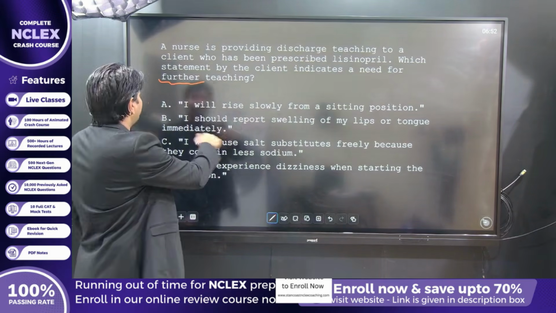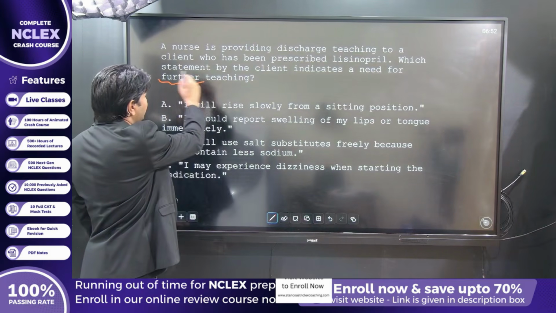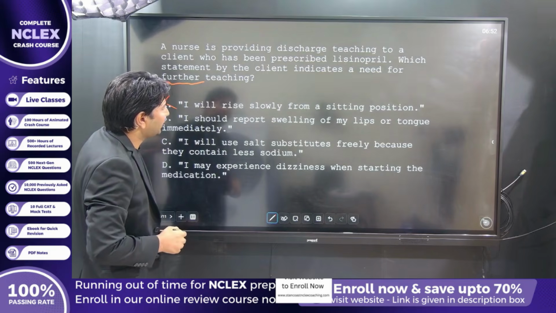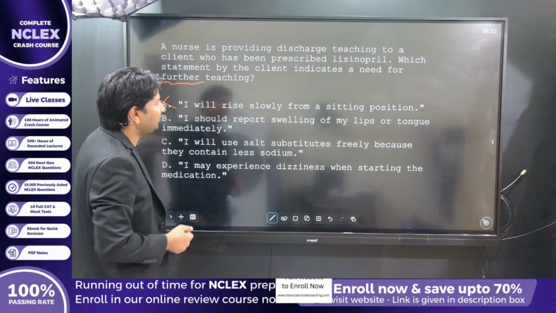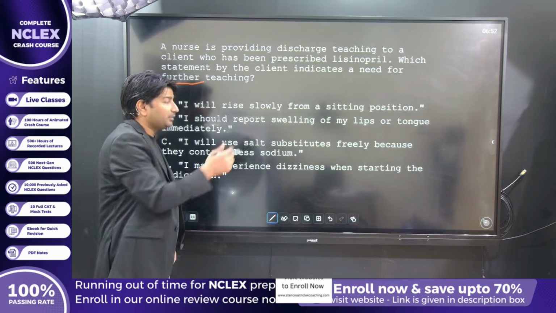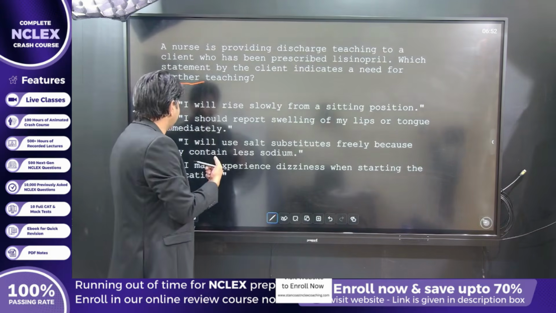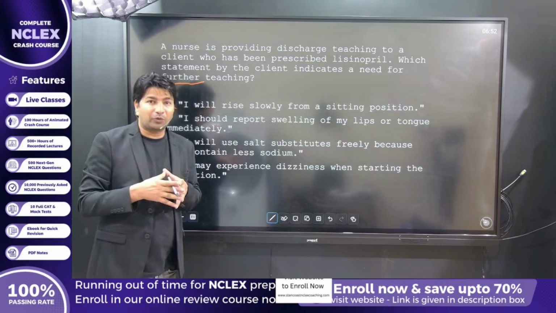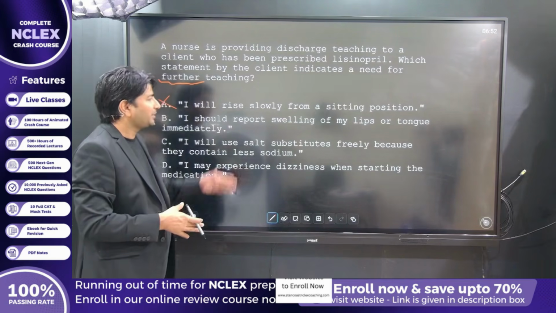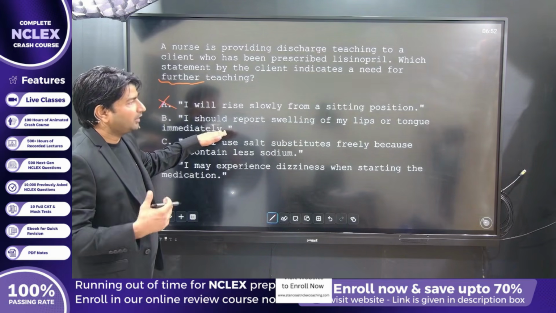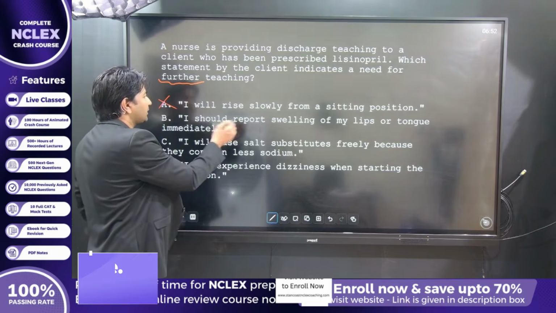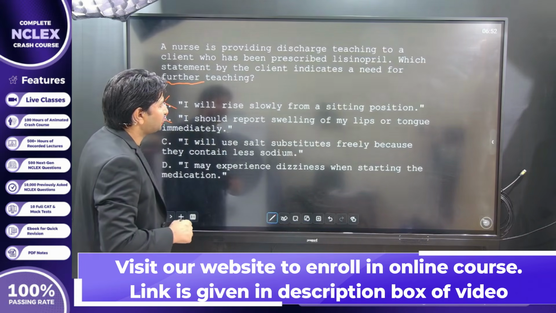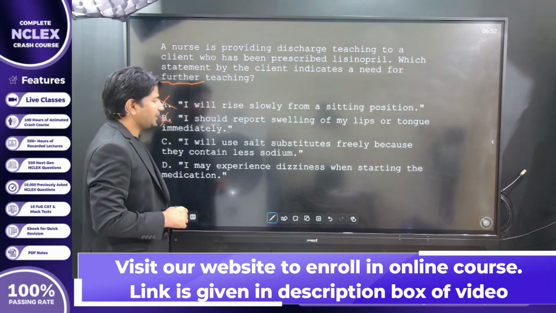So this is a correct statement, but the question is asking for the incorrect statement, so this is wrong. I should report the swelling of my lips and tongue immediately. This means that the swelling of the lips and tongue is related to angioedema, and that can lead to obstruction of the throat and the airway. This means the patient understands this correctly, so this is also a correct statement, and therefore it's the wrong answer here. I will use salt substitutes freely because they contain less sodium.